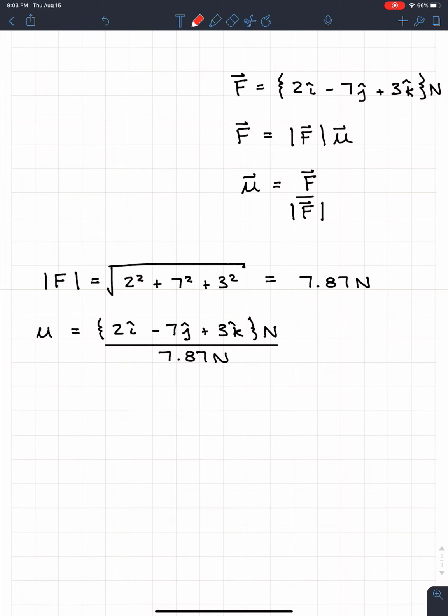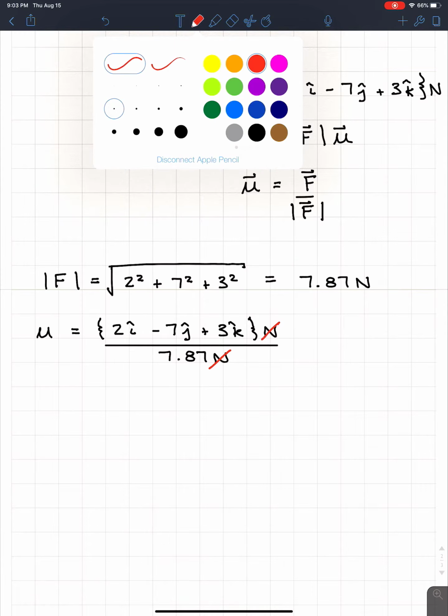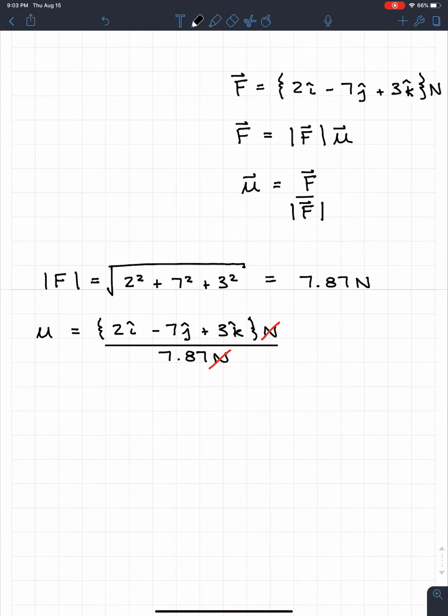It's just a direction. And if we look at this division here, we have newtons on the top, newtons on the bottom. They cross out. So that's why there's no units associated with this. And the next thing you might ask is, Clayton, I have a vector on top, I have a scalar on the bottom.